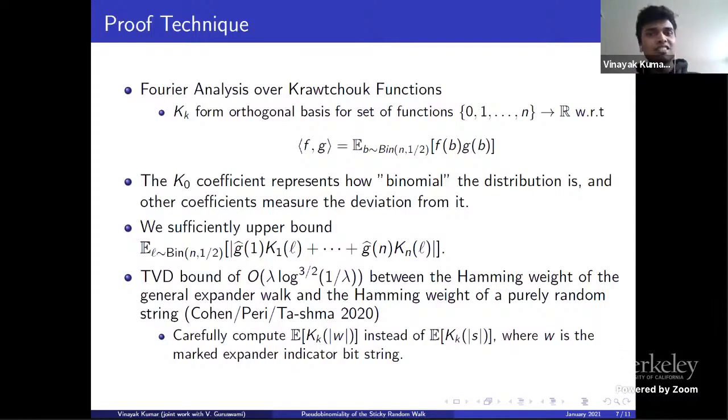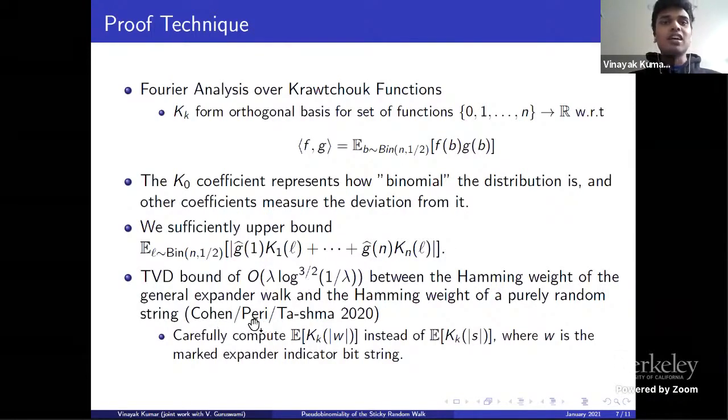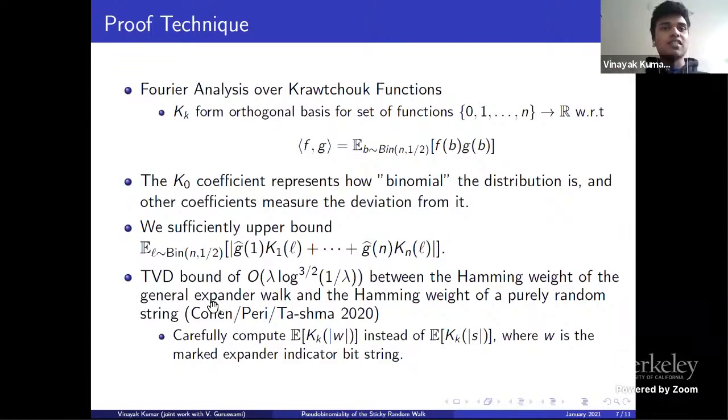And there's some exciting recent work by Cohen, Peri, and Ta-Shma, at the end of 2020, where they show a TVD bound of lambda times some polylog factor between the Hamming weight of the general expander walk and the Hamming weight of a purely random string. Their approach is quite similar, but they had to be more careful in computing the expectation of the Krawtchouk function of the expander indicator bit string rather than just a sticky bit string.